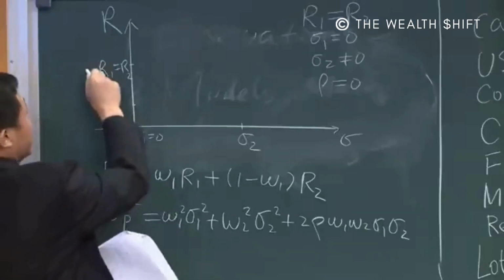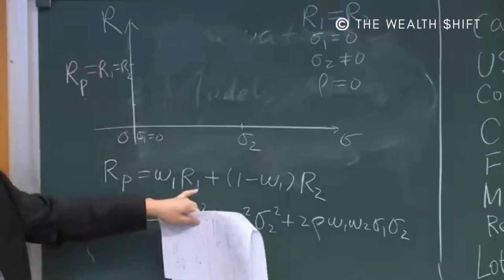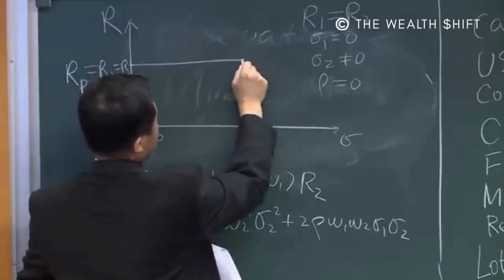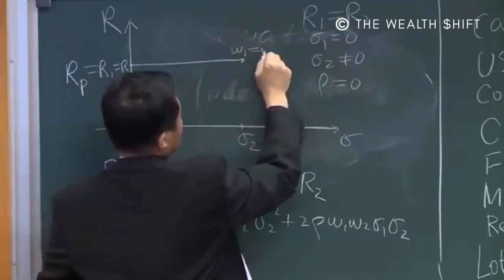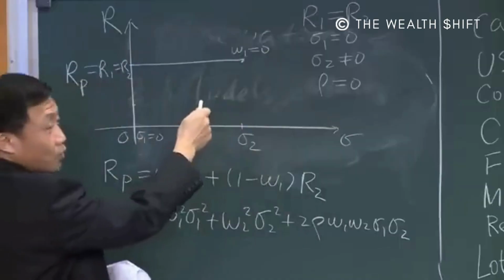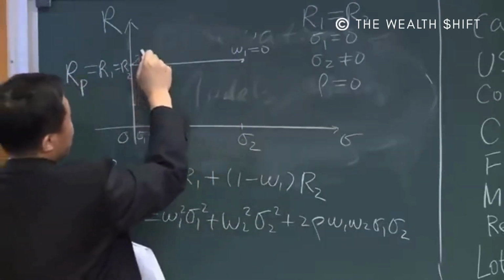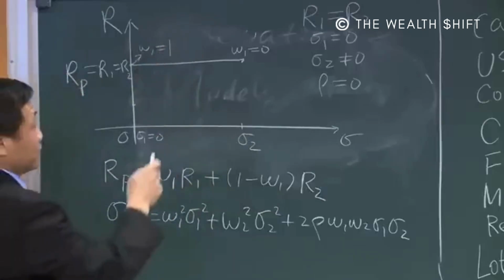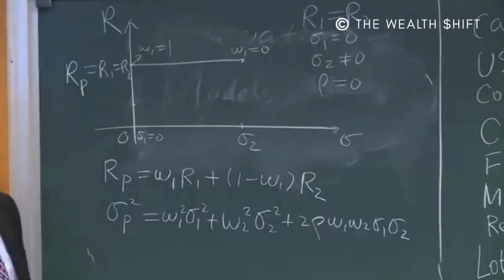It's R, right? Because the weighting doesn't matter, it's going to fall along this line. So here is when weight 1 equals 0, so you weigh everything on the second asset. Here, you weigh the first asset 100%. So you have a possible combination along this flat line.